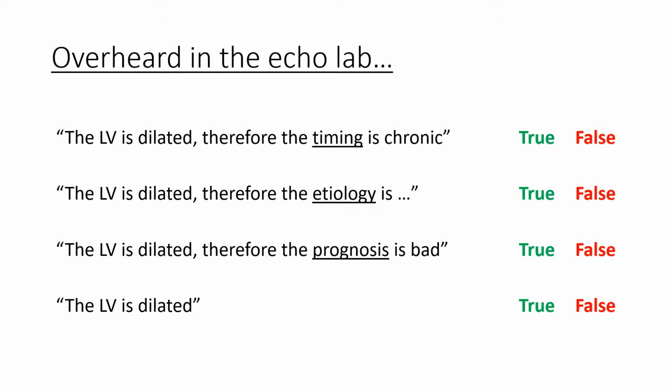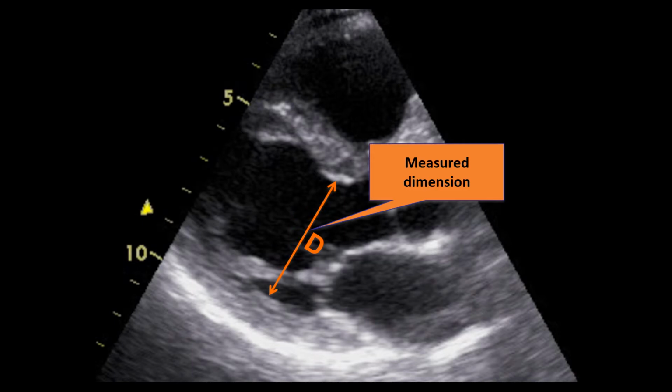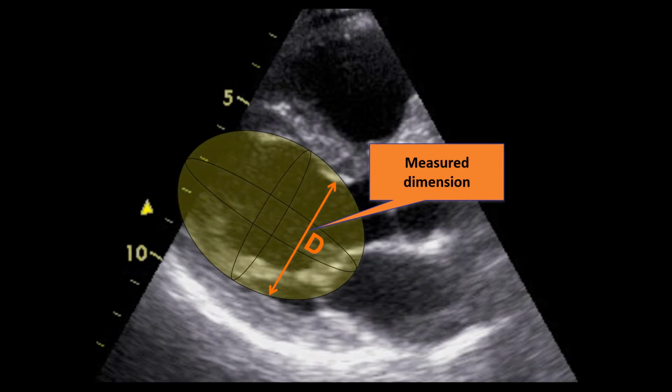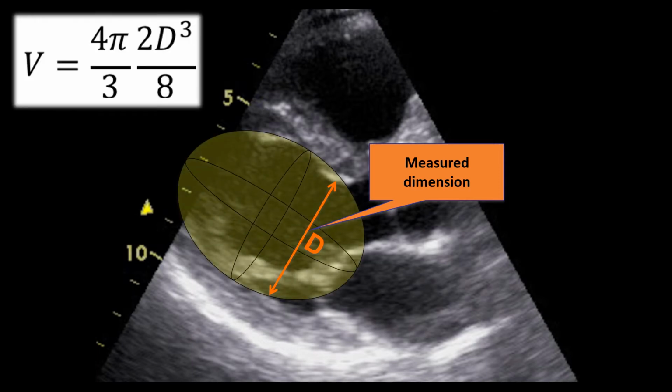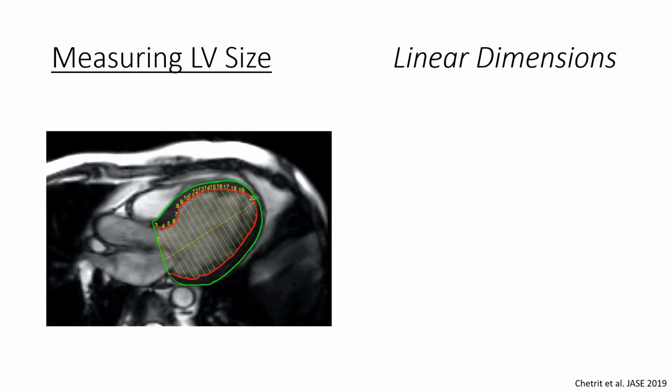How good are we at assessing whether the LV is dilated in the echo lab? Well, as we know, we start with the basal diameter of the LV. This is based on the ellipsoid model, whereby we can estimate the volume of the LV cavity from this diameter. The problem is that the true diameter of the ellipsoid is actually more towards the middle of the LV.